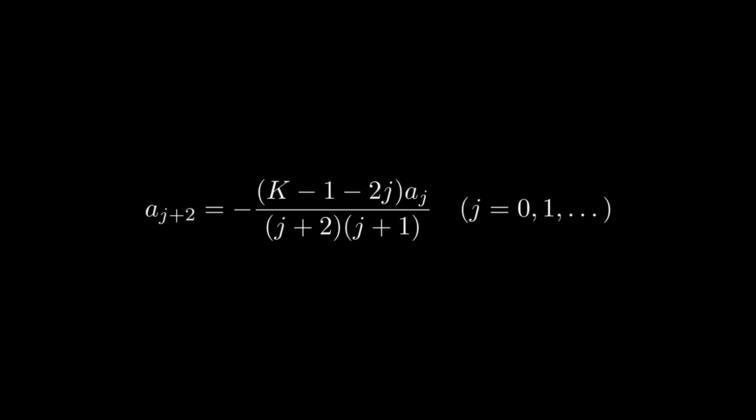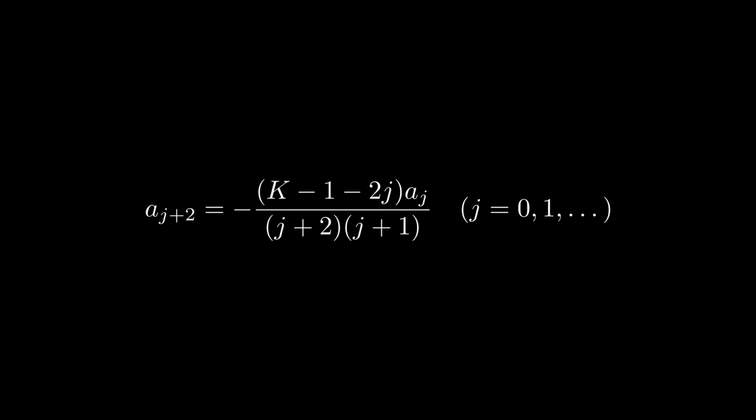Since each coefficient for psi to the j is proportional to the coefficient of the term with psi to the j minus 2 and vice versa, we can split our solution into the sum of an even series scaled by a0 and an odd power series scaled by a1.